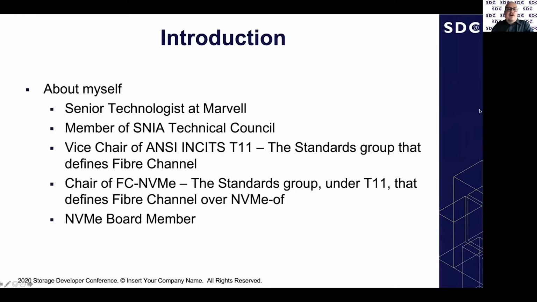So a little bit about myself. I'm a senior technologist at Marvell. I'm also a member of the SNIA Technical Council. I'm vice chair of the NCT11 committee, which defines fiber channel protocols. I'm also a chair of the FC NVMe subgroup, which defines the binding for fiber channel over NVMe Fabrics, and I'm an NVMe board member.